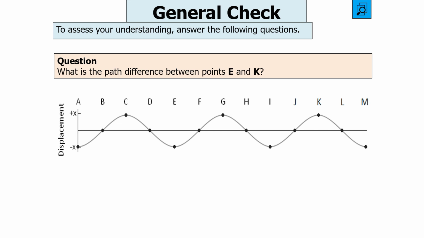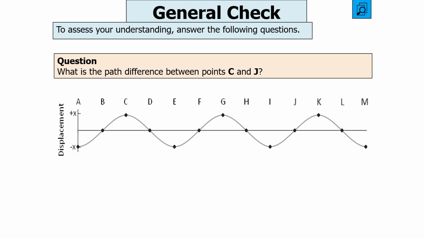Next question, what is the path difference between points E and K? So pause the video now and then unpause the video when you want to go through your answer. Our answer is either 1.5 wavelengths, or you would say half a wavelength, because it can reset after a wavelength because the overall displacement from the initial is half a wavelength. What is the path difference between D and L? So pause the video now and then unpause the video when you want to go through your answer. Right, the answer is 2 wavelengths or 1 wavelength.